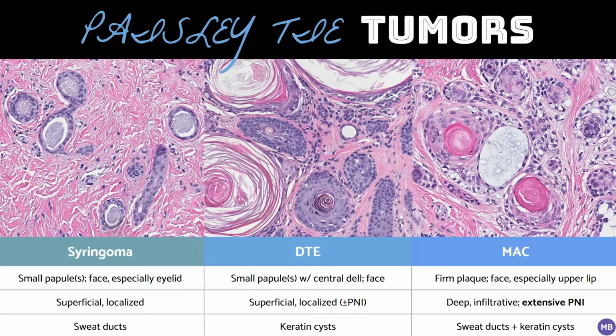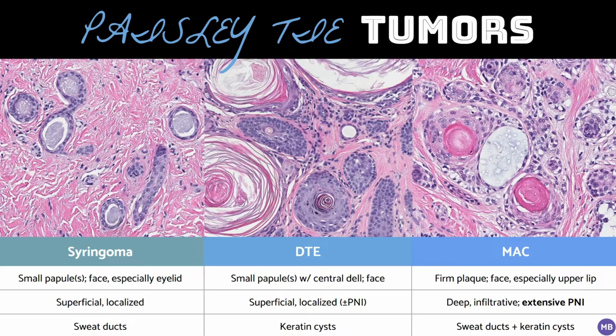Both also show a predilection for the head and neck, especially the face, and consist of Paisley or tadpole-shaped tubules within a fibrotic to sclerotic stroma. Syringoma only shows ductal differentiation, and desmoplastic trichoepithelioma shows only follicular differentiation. Microcystic adnexal carcinoma shows both follicular and ductal differentiation. However, the sweat ducts are often compressed and may be difficult to appreciate. Also, unlike microcystic adnexal carcinoma, both of these lesions are superficial and localized.